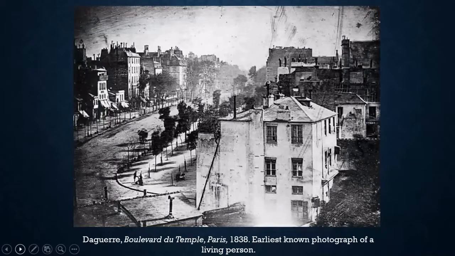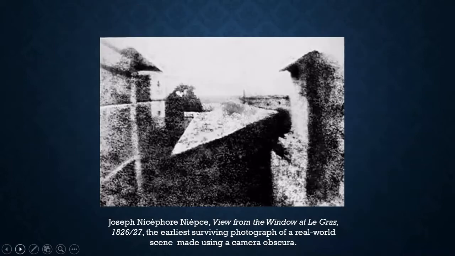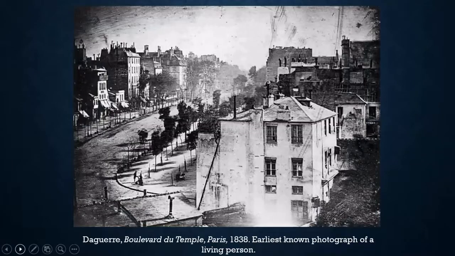We also have this one here. This is from 1838, so about a decade after this one. And this is the earliest known photograph of a living person. For a long time, people did not photograph people because it was very, very hard. When it takes 8 to 10 to 12 to 15 hours to develop your photograph, it's hard to get people to sit still for that long. You can't just push a button and have a picture.